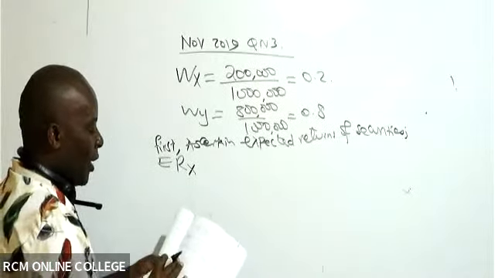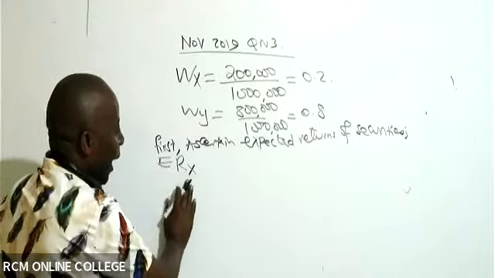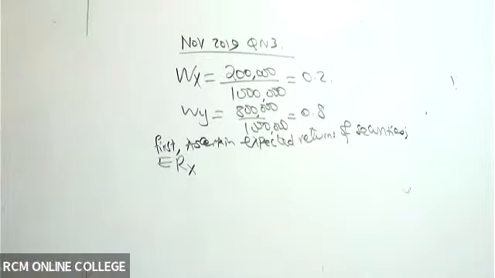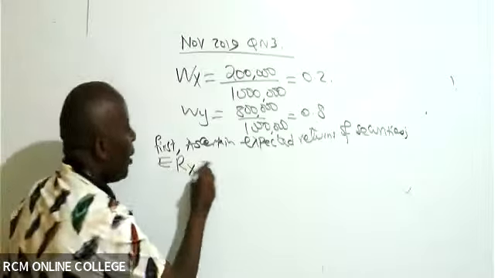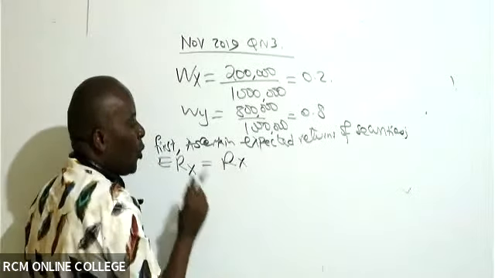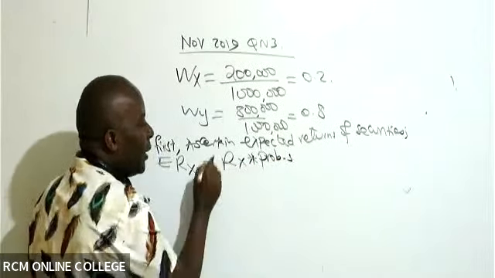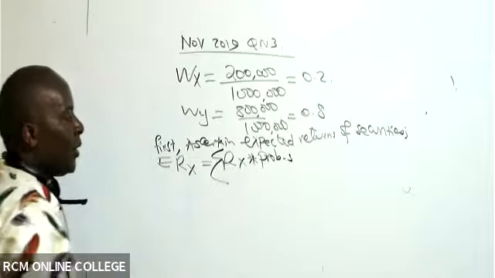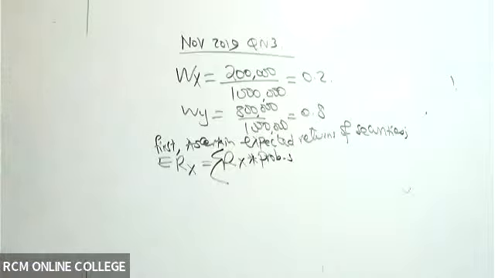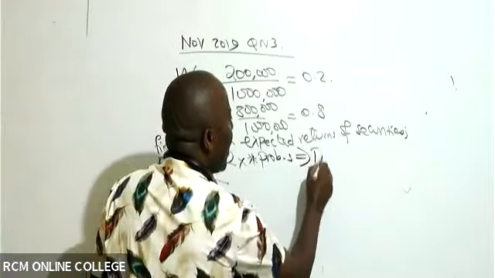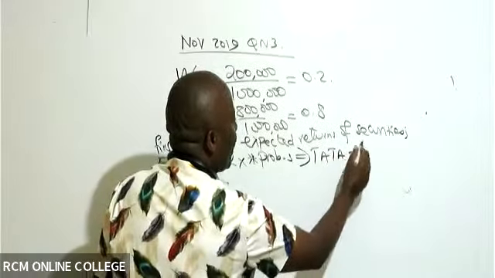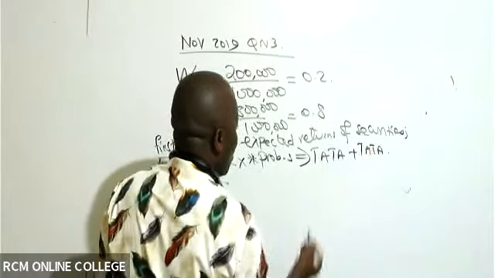You can write this in full. This is expected returns of X. How do we get expected returns of X? It's very easy. You will take the actual returns of X given, times their corresponding probabilities, and then you sum. This is basically the concept of theta 1 plus theta, like that. What do you mean with this concept of theta?